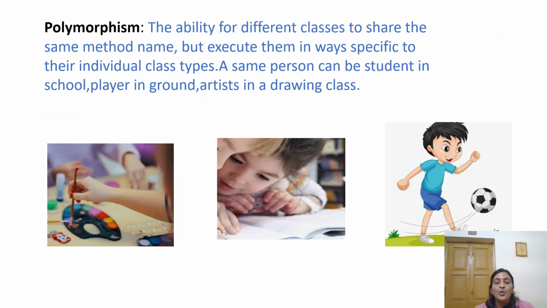Next, polymorphism. Like a child who can play, draw and also read. This means the same person doing many different things is known as polymorphism. It is the ability of different classes to share the same method name but execute it in ways specific to the individual class type.